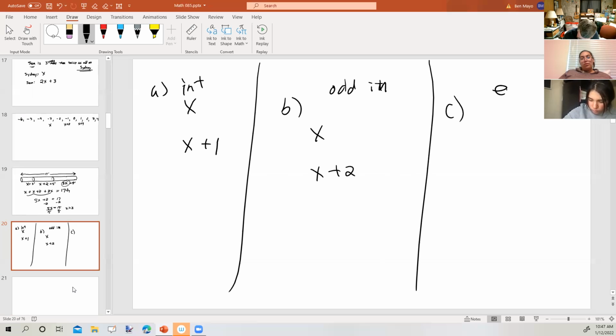And then even. If x is an even integer, write expressions for the next 2 largest even integers. That would be x plus 2 and x plus 4. Okay. So again, if you've got consecutive integers, they go up by 1. Consecutive evens go up by 2s. Consecutive odds also go up by 2s.